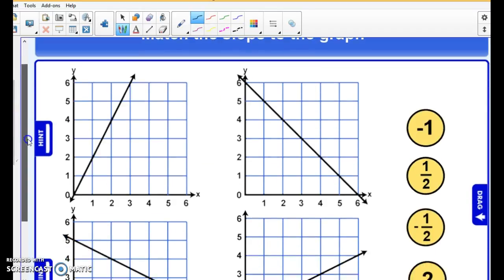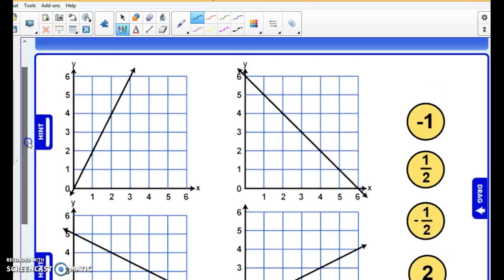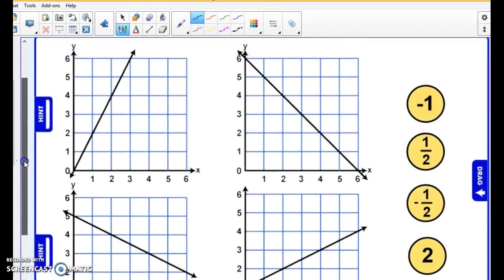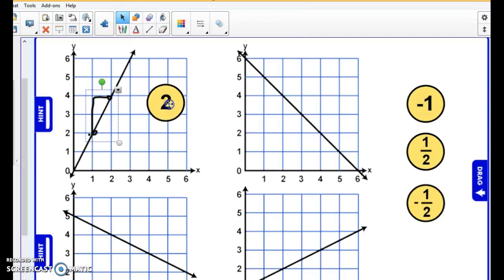Next one, let's label it. So I know this one going from left to right is going up. So that means it's going to be one of these positive numbers over here. So either a half or 2. And I can count from, let's say, this dot to this dot, it's going to go up 2, right 1. So then I know it's going to be 2.